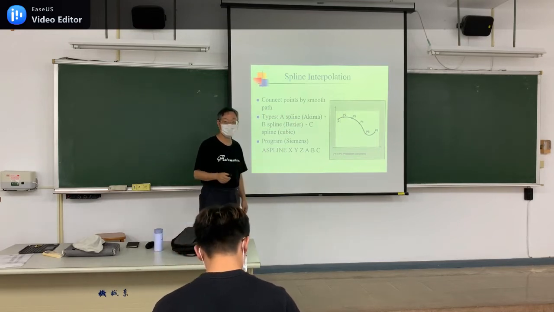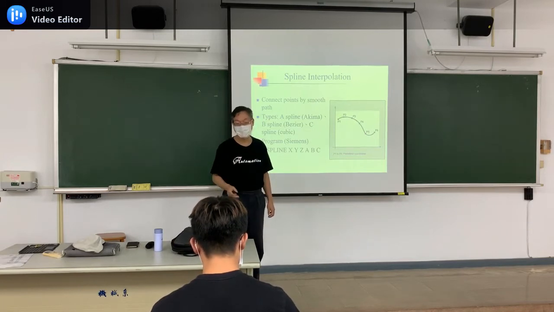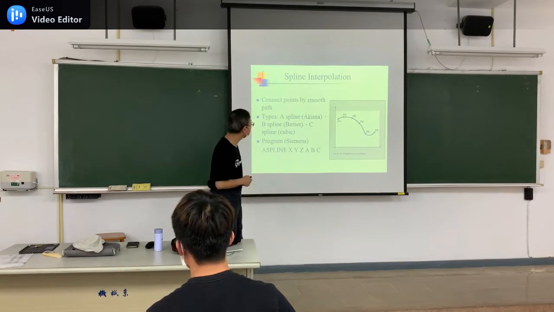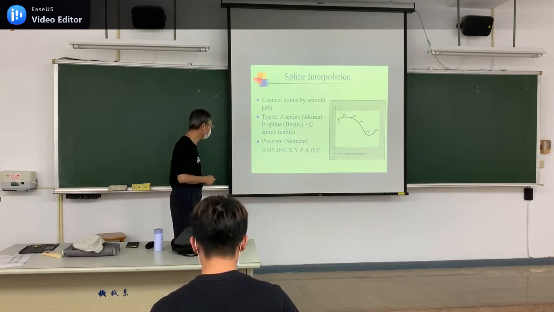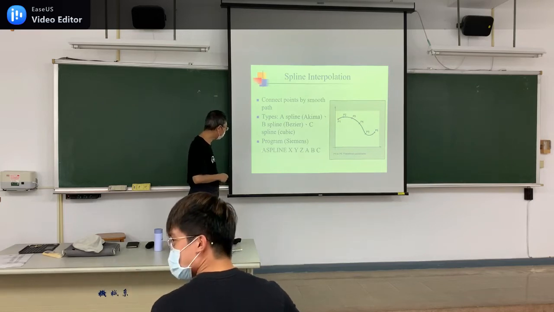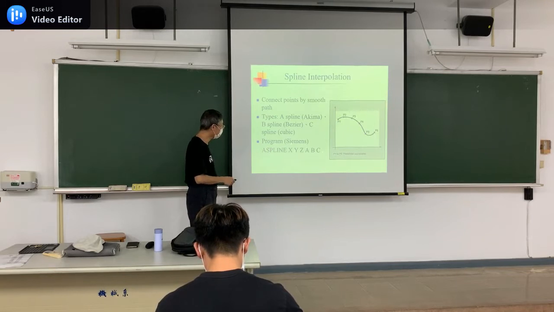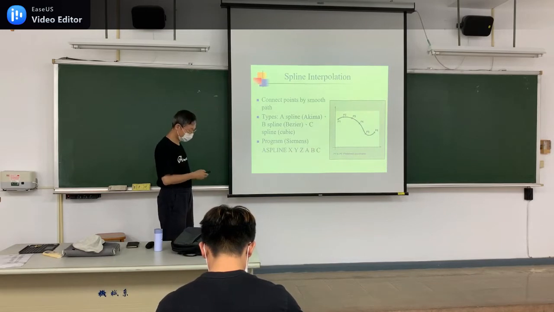So in commercial CNC controllers, most of them already provide the spline function. For example, in Siemens, the G code is like this: A spline or B spline or C spline. You just replace this name and give some coordinates. This is coordinate and this is orientation. Okay. So the language form is like this.